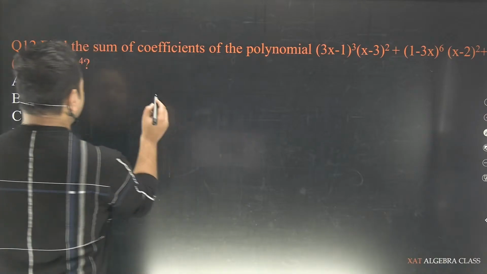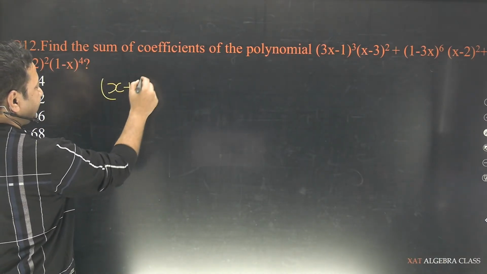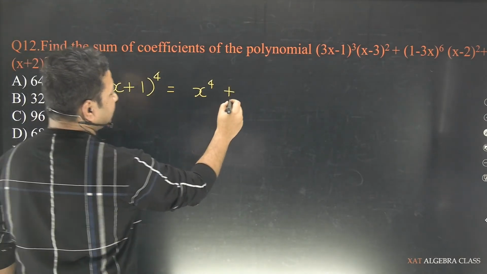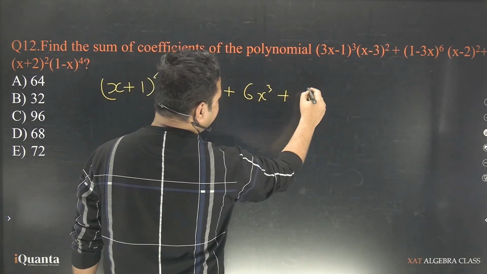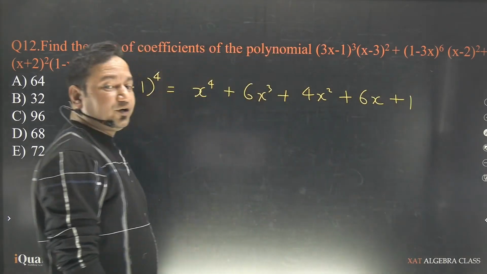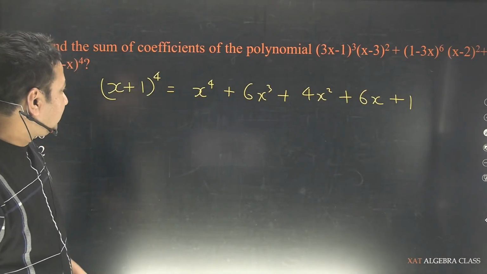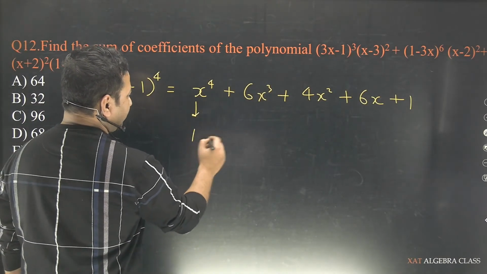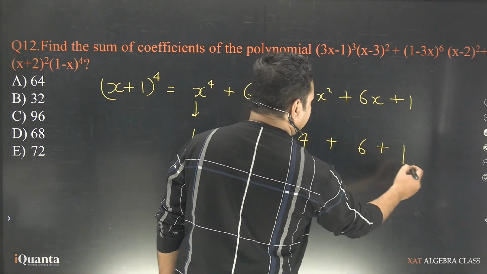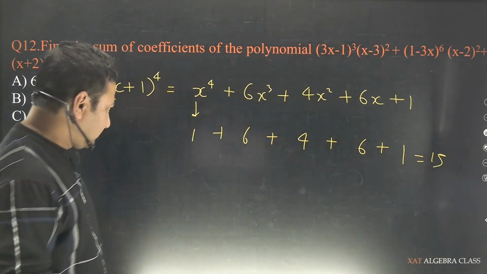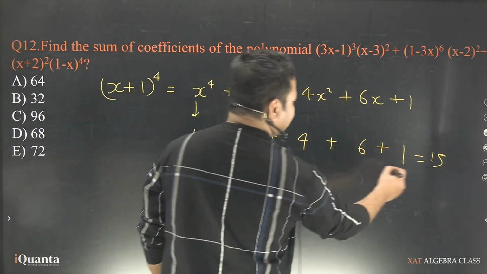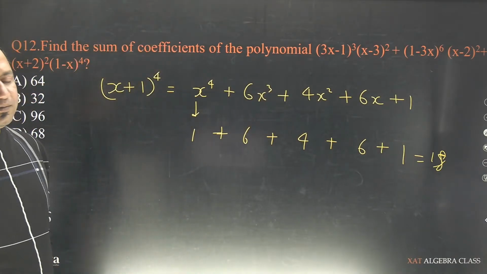What if the question is like this: x plus 1 raised to the power 4. If you expand this, you get x to the power 4 plus 6x cube plus 4x square, isn't it? Plus 6x plus 1. Now, if I want you to add the coefficients, you will extract 1 from here, 6 from here, 4 from here, 6 from here, and 1 from here. And if you add them all, you will get 15, isn't it? Let me recompute: 1 plus 6 plus 4 plus 6 plus 1 is 18. All right. This is what you will get.